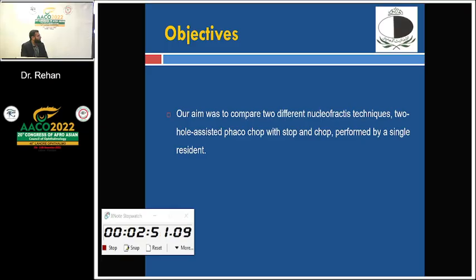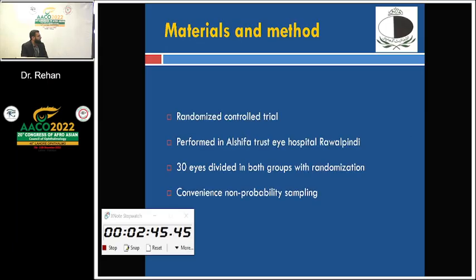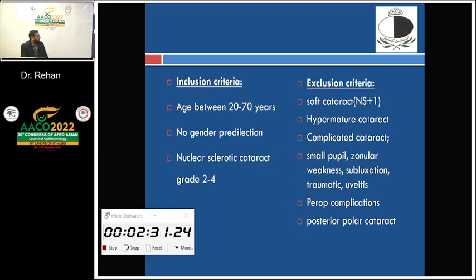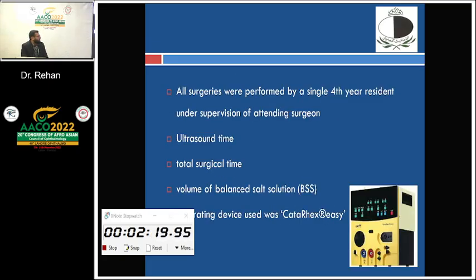Our objective was to compare two different nuclear fracture techniques, the two-hole assisted phaco chop and the stop and chop, performed by a single resident. This was a randomized controlled trial from the Chapatistai Hospital. Thirty eyes were divided into both groups with randomization by a random generator, and convenience non-probability sampling was used. We included patients between 20 and 70 years with no gender predilection and only nuclear sclerosis grade 2 to 4. Soft, hypermature and complicated cataracts were excluded. All surgeries were performed by a single fourth-year resident under the supervision of an attending surgeon. We measured three variables: the ultrasound time, the total surgical time, and the BSS.